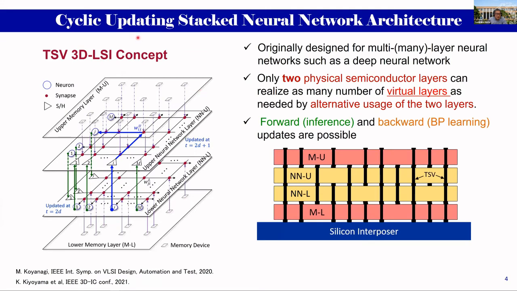This is the concept of the cyclic updating neural network architecture already presented by Professor Kiyoyama. This was originally designed for multi-layer neural networks such as the DNN. We have only two physical semiconductor layers, here and here, and we use the two layers alternately and cyclically to make as many virtual layers as we want, like this. And if we change the direction of the rotation like this, this will give us backward processing, so this can be used for forward inference and backward learning.